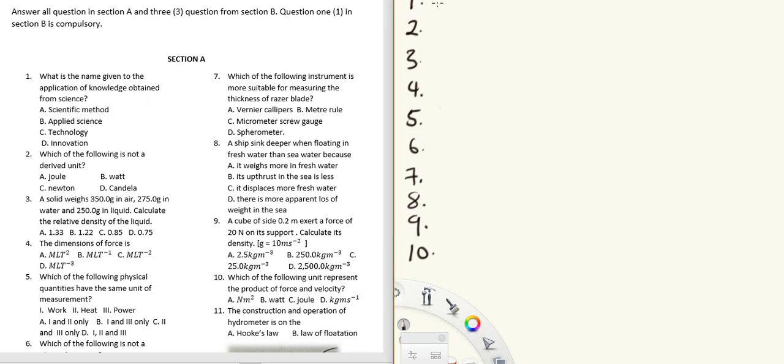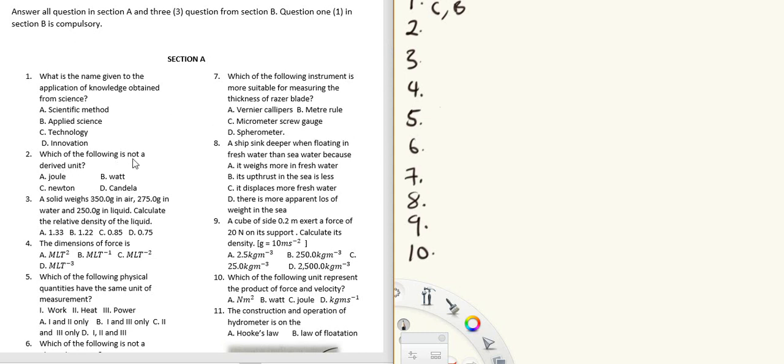But because I made it a little open, I was supposed to have added: what is the name given to the application of knowledge obtained from science to make work easier and faster. That would make it more precise that the answer is C. But because I stopped there, it was a little open. So those who chose B as the answer and those who chose C will all have it right. So it's either C or B. That is for question one.